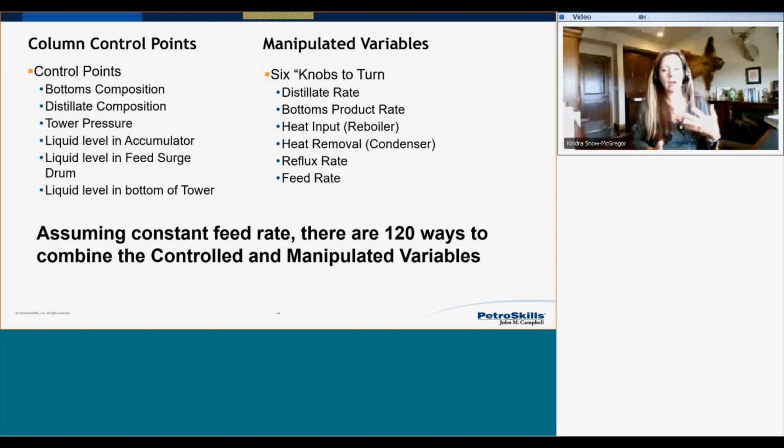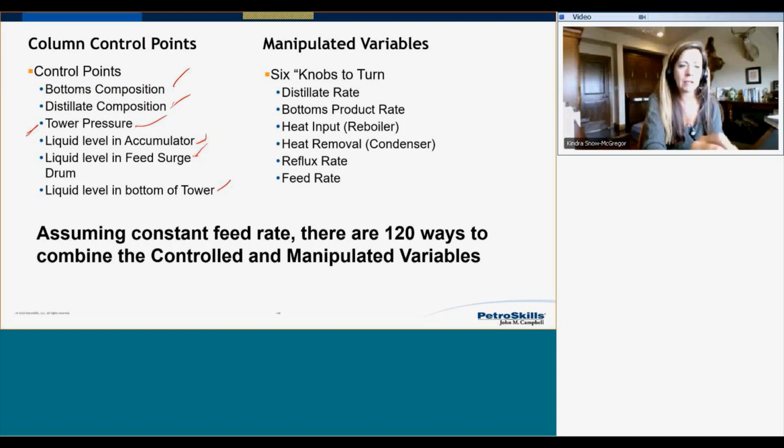And so when I think about my column control, unfortunately, this is where life gets really complicated because I have multiple control points. So I know I need to control my bottoms composition, distillate composition. That tower pressure is critical, right? Because remember, I'm boiling liquids in this ginormous vessel. I need to control the level of my accumulator. Got to be worried about my feed surge drum and the level in the bottom of my tower.